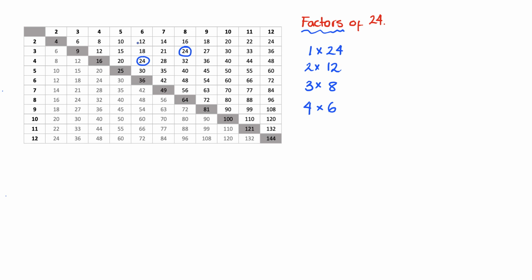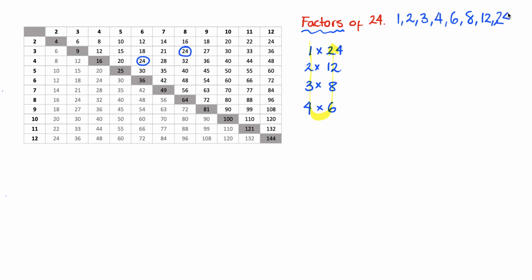Now 4 times 6. Then 5 doesn't work because it doesn't end in 5 or 0. So there you go, all my factors of 24. And we usually will have to list them in order. I always read them in this direction. I always go down, down, down, and then up. So I list them like this. The factors of 24 are 1, 2, 3, 4, 6, 8, 12, and 24.